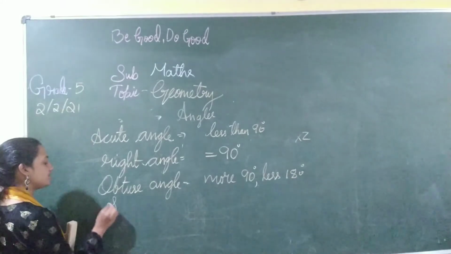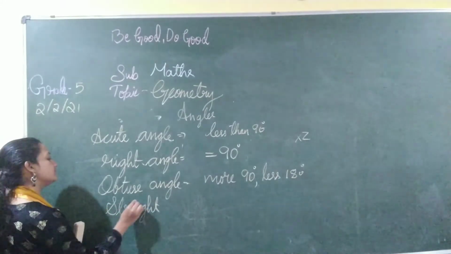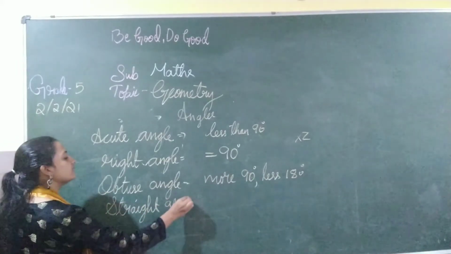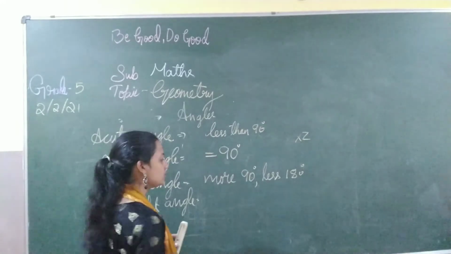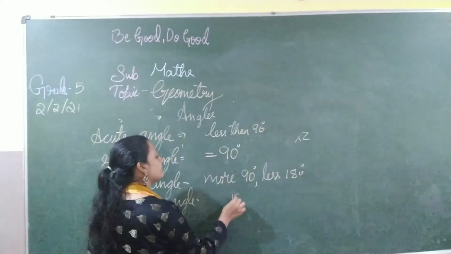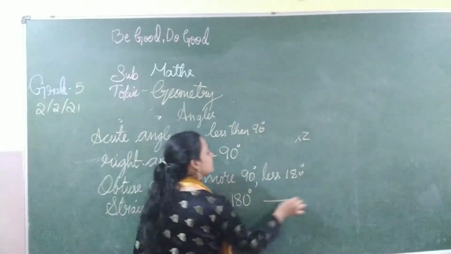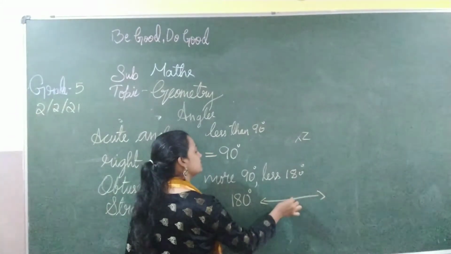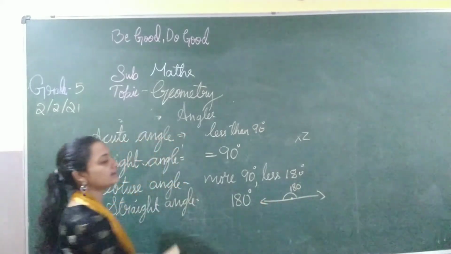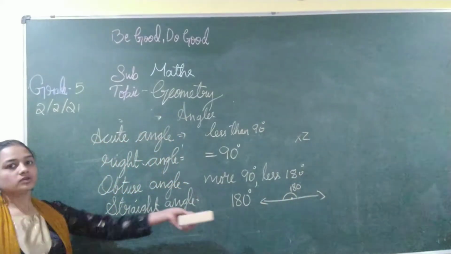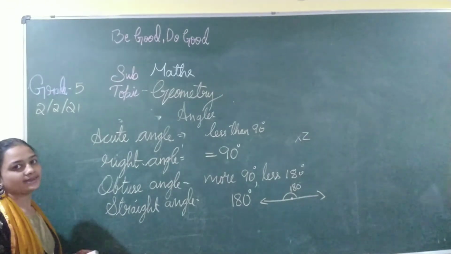Next we come to straight angle. A straight angle is formed when the rays measure 180 degree. I said to you, right, when there is an arrow like this, the angle formed here is 180. So this angle is called a straight angle because you can see there is a straight line formed. So that type of angles are called straight angle.